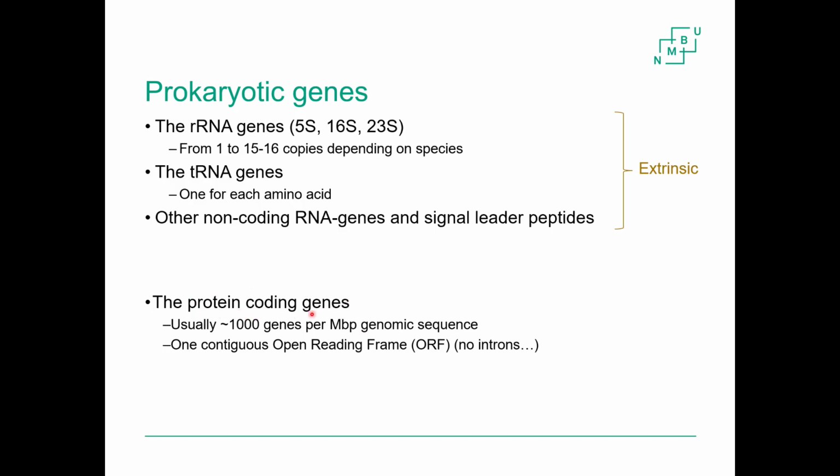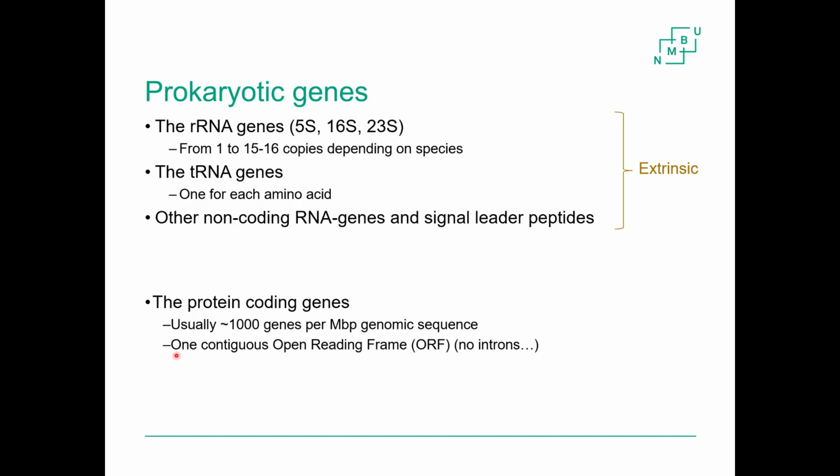However, the protein coding genes, they are different. First of all, there are many, many more of them. This is the vast majority of the genes. These are only a few ones, right? It's like 3 of this one, 20 here, and so on. But these are thousands. And there's usually around 1,000 genes per megabase of genomic sequence. So if an average bacteria is like 3 million base pairs, it has around 3,000 genes.